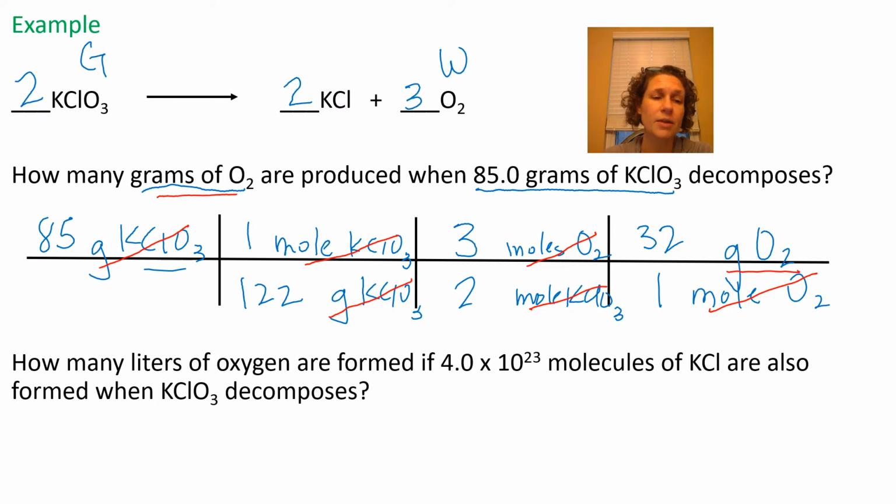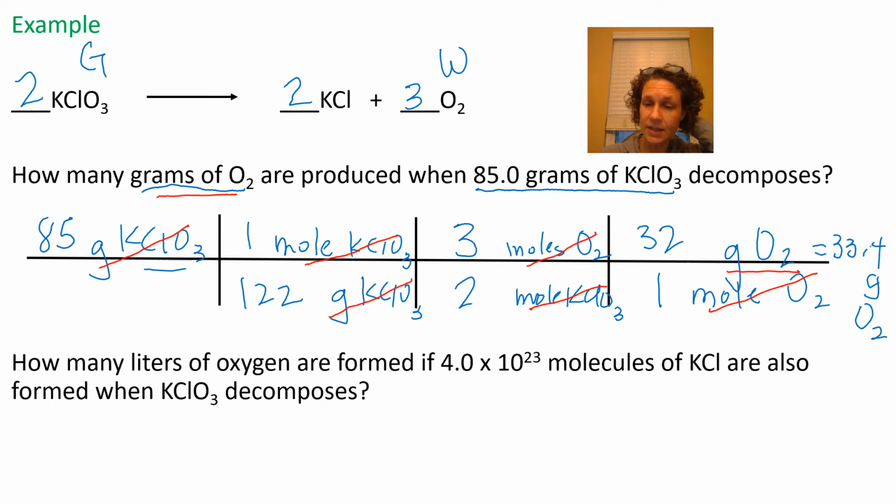So when you do the math, you multiply 85 times 1 times 3 times 32, divided by 122, divided by 2, divided by 1. And so you punch all that in, and you should get, if I'm right, 33.4 grams O2. Oops, I'm running out of room. All right, and that is that. It looks kind of complicated sometimes, but once you get what each step is doing, it's super duper easy.